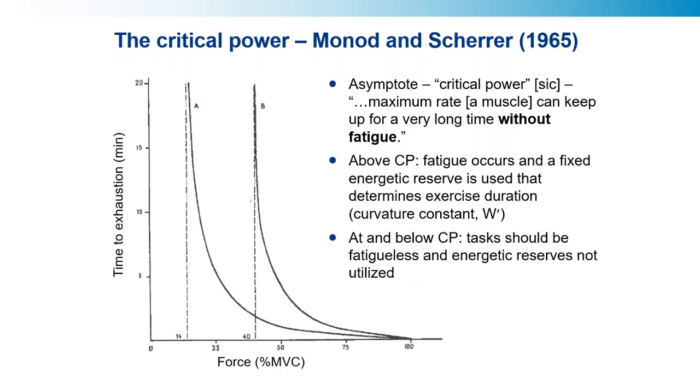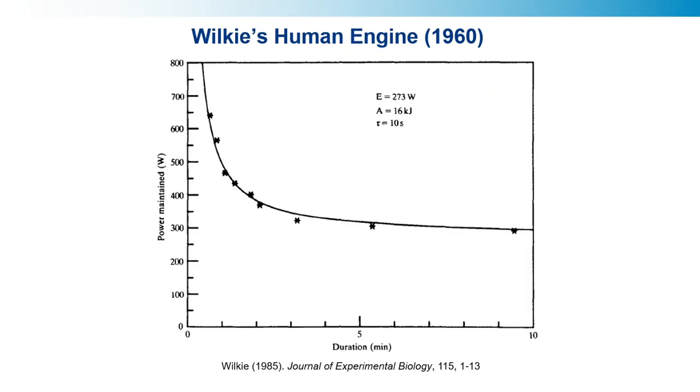And at and below the critical power, tasks should in theory be fatigueless, and the energetic reserve represented by W prime should not be utilized. Well, now we know that's not strictly true, at least in terms of being fatigueless, but I'm not going to dwell on that in this presentation. What I am going to do is go back to cycling.